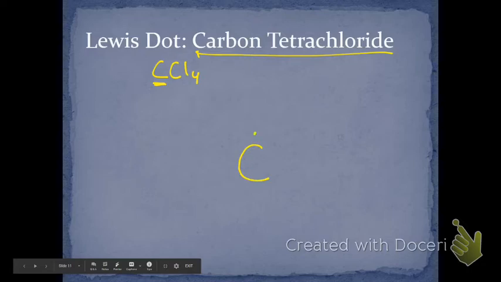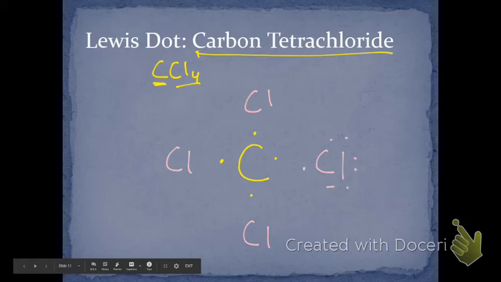So 1, 2, 3, 4. Carbon has 4 valence electrons. Okay, and then there are the ones that are going to be around carbon, because carbon's what we call your central atom. So there's going to be chlorines around. I'm going to draw it like this, and I draw it like this for a particular reason. You'll see. So I'm going to draw 1, 2, 3, 4, 5, 6, 7.